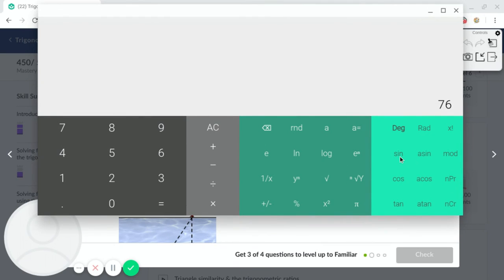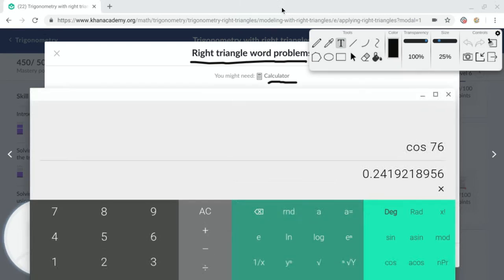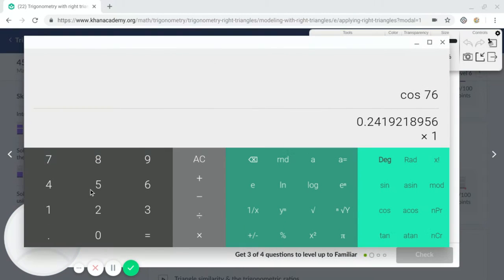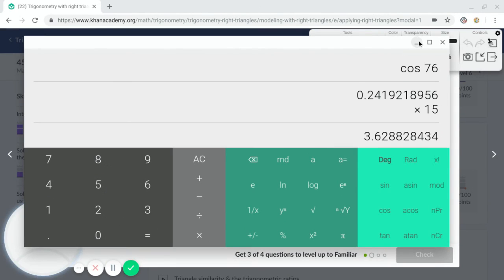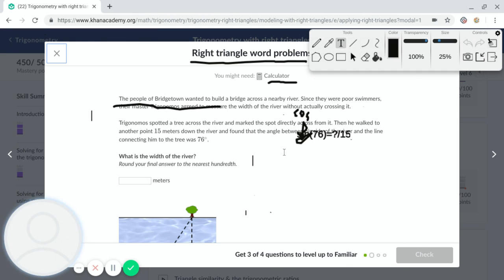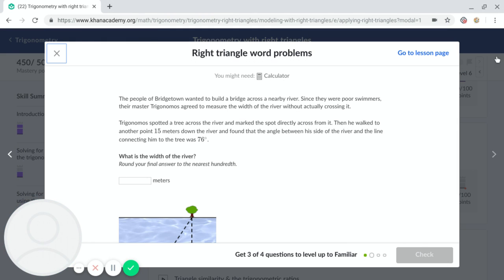Alright, so the cosine of 76 is... Here we go. We find the cosine of this, and then we multiply that times our number, which is 15. Which is 3.62.